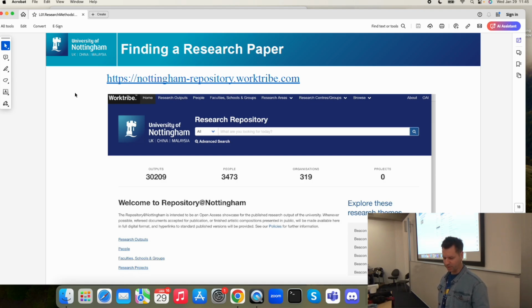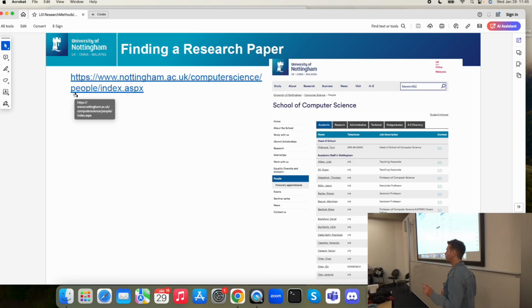Another way to find a research paper is to look at the list of staff. Each member of staff will have a web page, and their web page will have their list of publications on them. That's another way to find them. So you'll need to allocate some hours of time just for this search process. The search process could take a few hours because there are so many members of staff and lots of research papers.